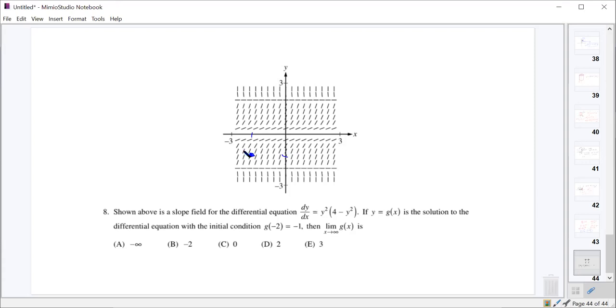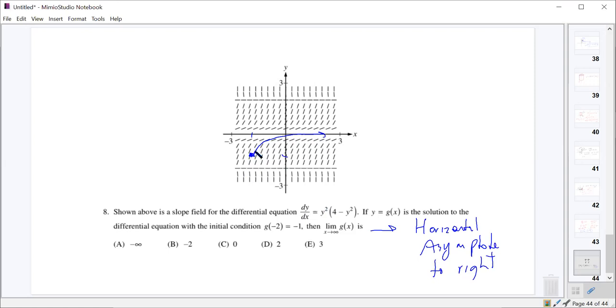And we're going to think about what this curve would look like, and then what would happen as x goes towards infinity of g(x). Remember that a limit as x approaches infinity is a horizontal asymptote to the right. So we're wondering, is there a horizontal asymptote to the right of this? If we sketch this curve through here, we're going to see that when y is 0, these slopes are going to be 0.